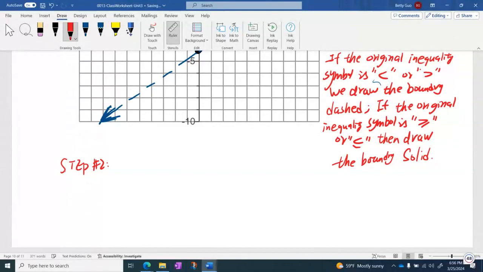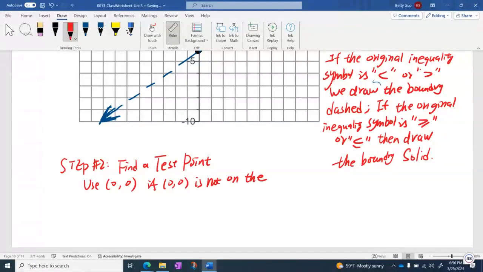is to find a testing point. Use (0, 0) if (0, 0) is not on the boundary.